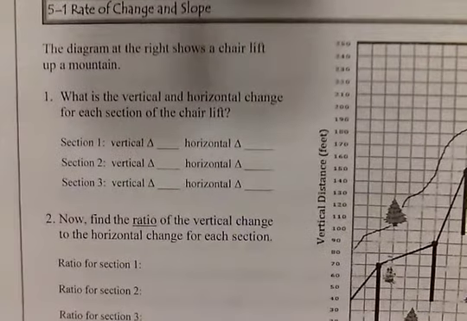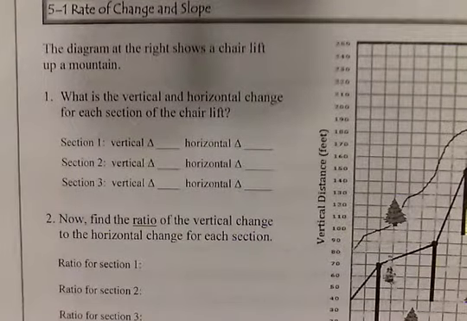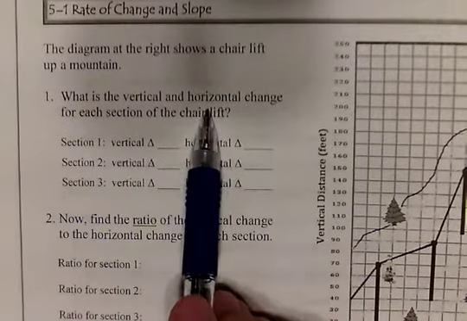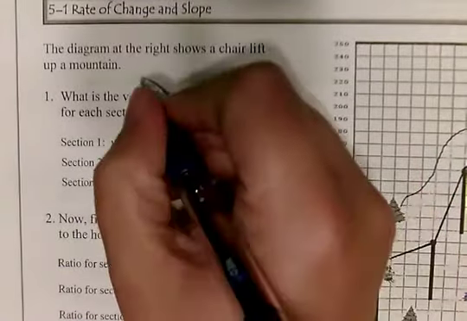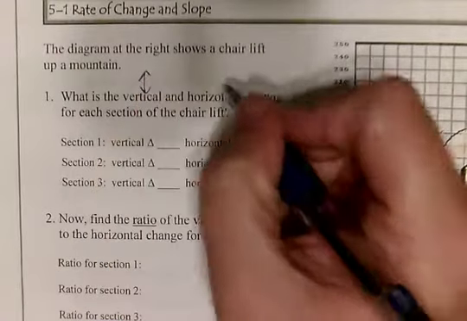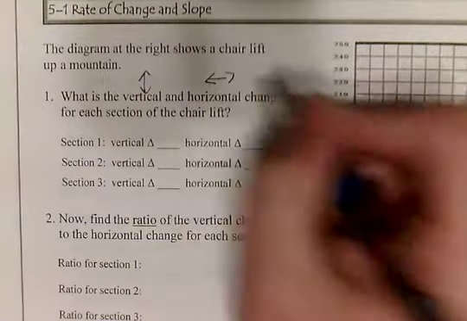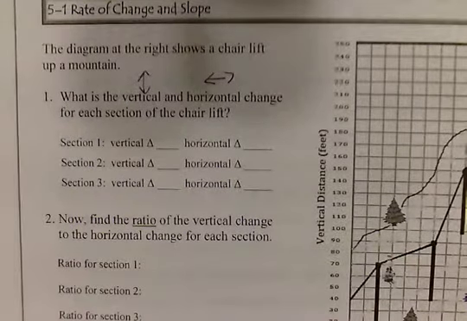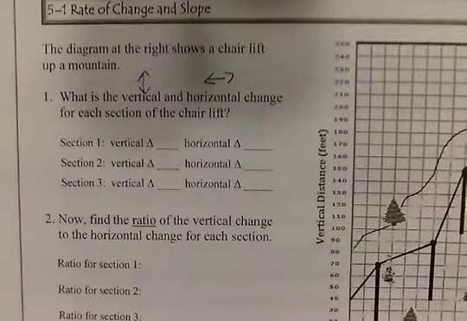Alright, so this is a continuation of what we were doing yesterday. We're still talking about slope. We're still talking about vertical and horizontal change. So remember that vertical means up and down, and horizontal means left to right. The diagram at the right shows a chairlift going up a mountain. What is the vertical and horizontal change for each section?